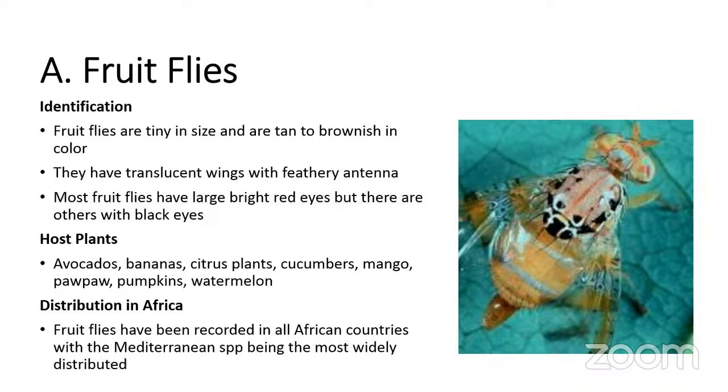How do we identify the fruit fly? The fruit flies are tiny in size. They are very, very small. And when you look at them, the color tends to be brownish. The wings are translucent, almost transparent. And when you look at the antenna from the picture, it has some feathers. It is hairy. Then most of the fruit flies have large, bright red eyes, but there are some species which have got black eyes. They look almost like the housefly.